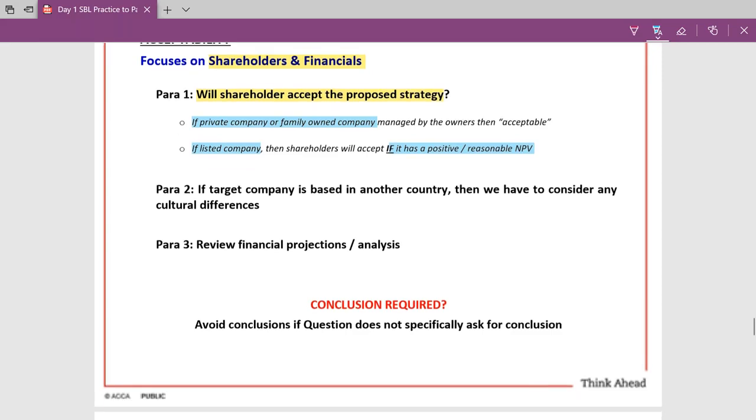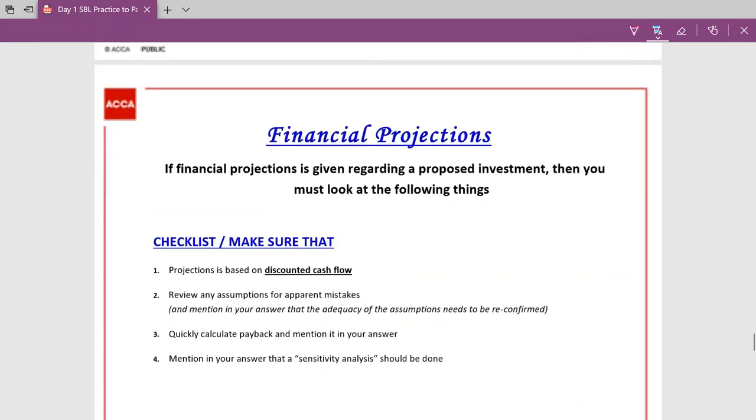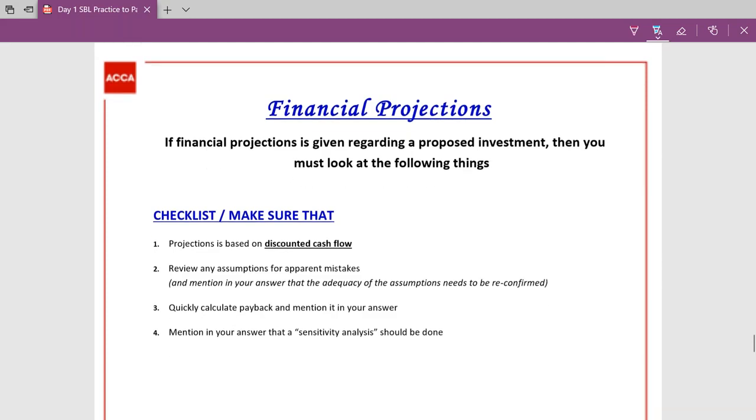Right. So the last topic: financial projections. After that, I will give a 10-minute break so that you can digest, and then we will start our question for today. Each and every attempt, a financial projection is given as one exhibit, and I want you to be an expert in analyzing financial projections.